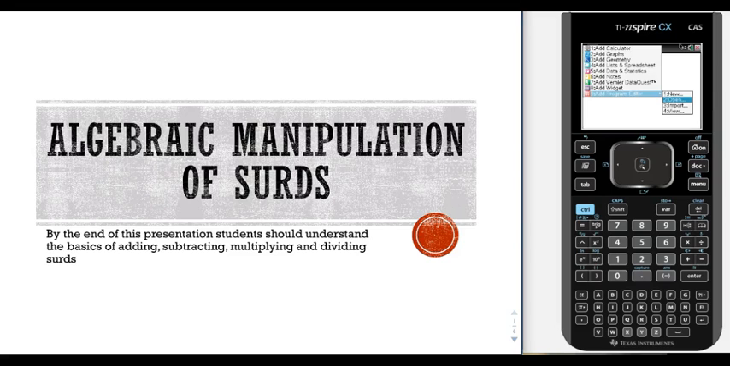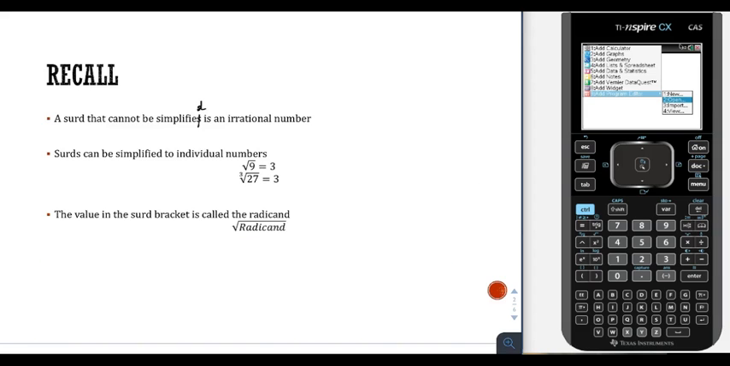This presentation is looking at the algebraic manipulation of surds. So adding, subtracting, multiplying and dividing is basically what we're aiming to be able to do by the end of this lesson. So just recall that a surd cannot be simplified.